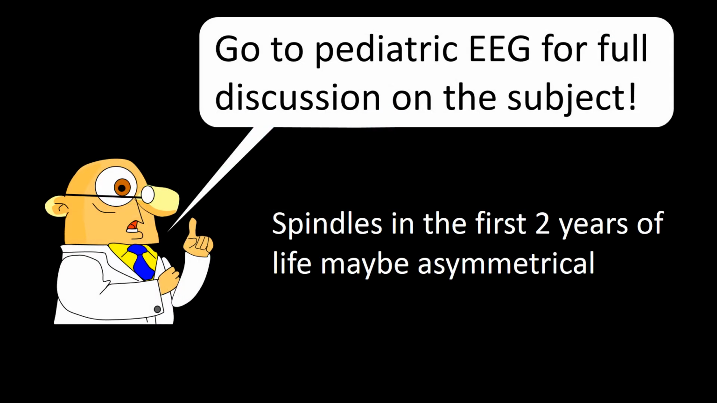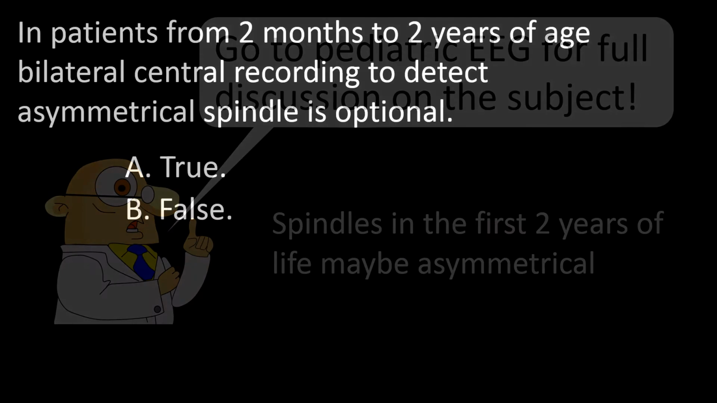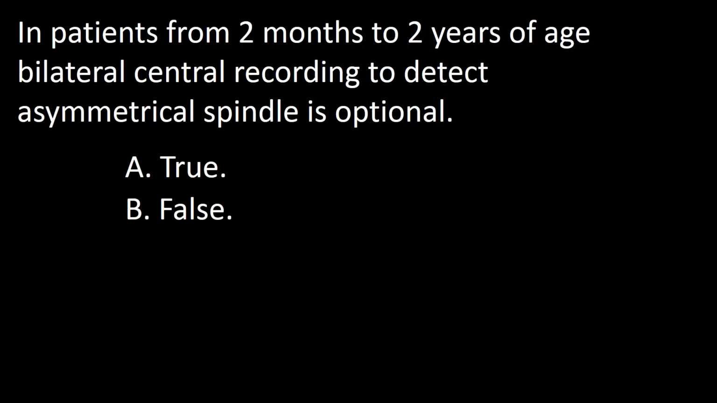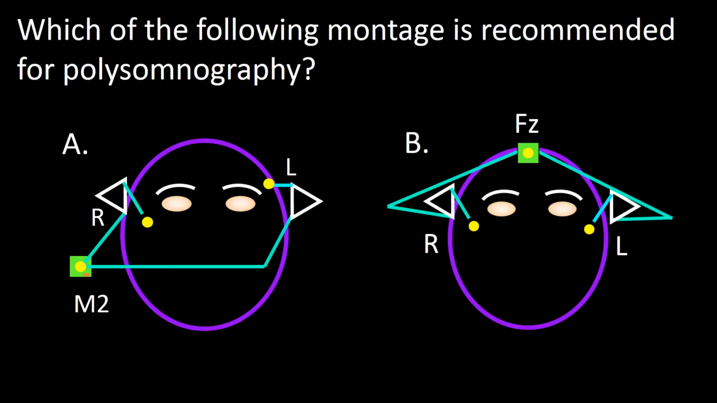For an in-depth discussion about the ontogenesis of spindles, you may go to pediatric EEG, which is one of the talks in this channel. So the answer to this question is A. Next question. Which of the following montages is recommended for polysomnography? A or B?